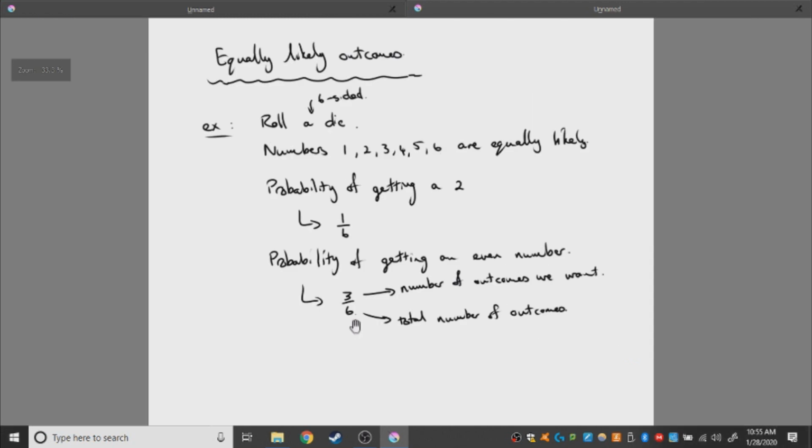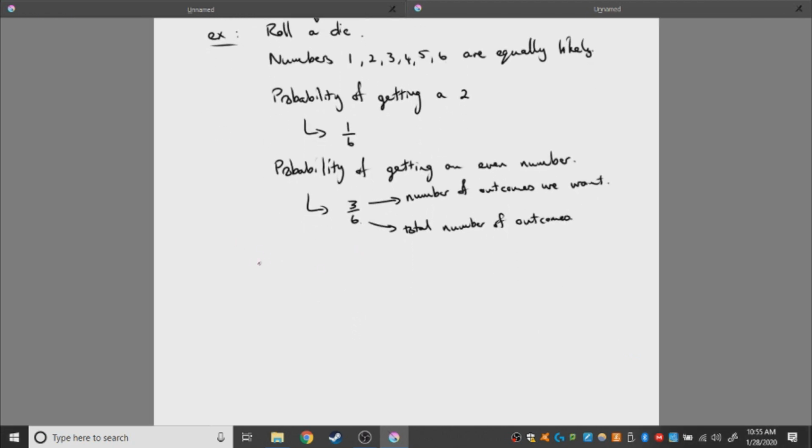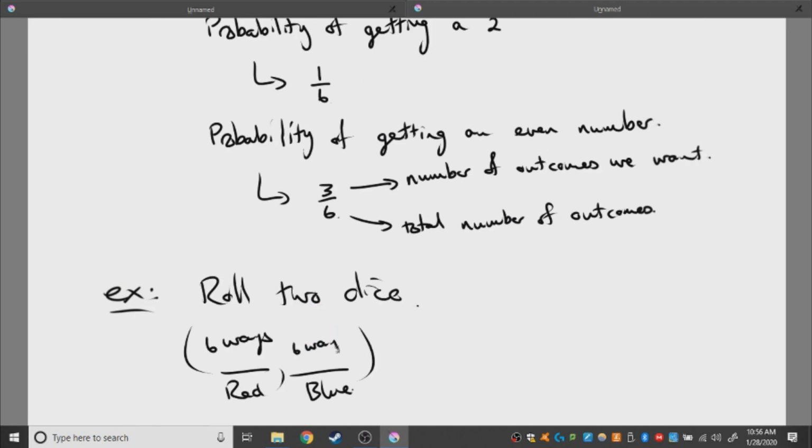We can make it a little more interesting, I suppose. If I relate it to the book, I could say, well, let's roll 2 dice. Still balanced, 6-sided. And then we have a lot of options. Let's pretend one is red and one is blue, just going to make things easier. Then I can get a red result, which is not the full outcome because I rolled 2. I can get that in 6 ways. I can get a blue number in 6 ways.